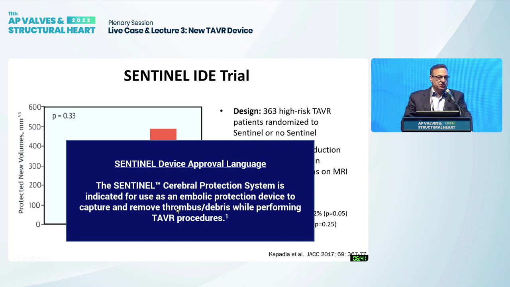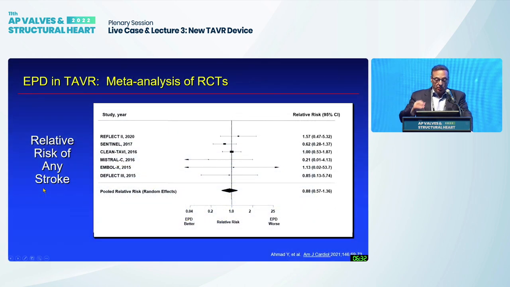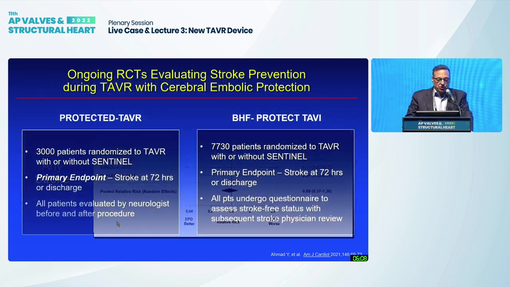It absolutely catches debris, and if you use it in your patients, you will see debris that would have gone someplace you don't like. So that's the approval in the United States currently. If we look at the randomized trials of embolic protection, this includes both Sentinel trials as well as some trials of other devices that ought to work as well. You can see that the pooled relative risk for reduction in stroke is very close to one. There isn't conclusive evidence from the randomized trials, although none of these trials individually or even in combination were large enough to really detect reductions in stroke.